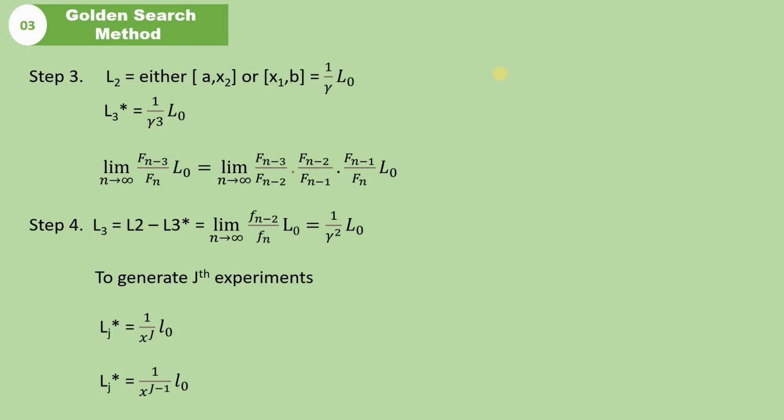Now that is why, to generate the jth experiment, we can generate the formula for the iteration as L_c star equal to 1 by gamma to the power j L naught, and the jth value of uncertainty would be equal to 1 by gamma to the power j minus 1 L naught.